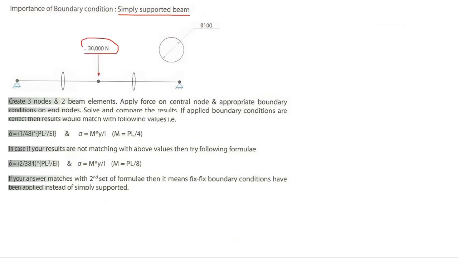If you see, when we apply 30,000 with the 3 joints we have created, 3 nodes and 2 beam elements are also created. Apply force at the central node, and apply the appropriate boundary condition on the ends. Here and here we will give some boundary condition. Solve and compare the results. If the applied boundary conditions are correct, then the results would match the following.